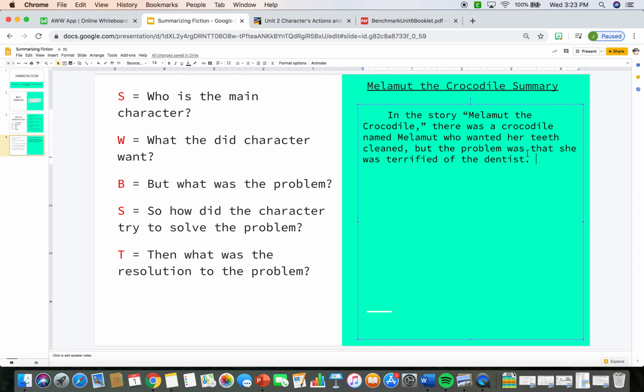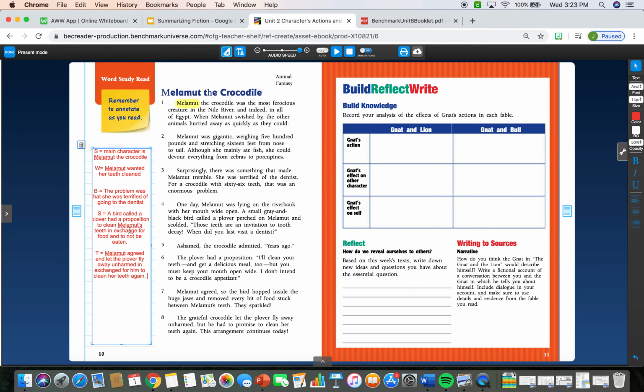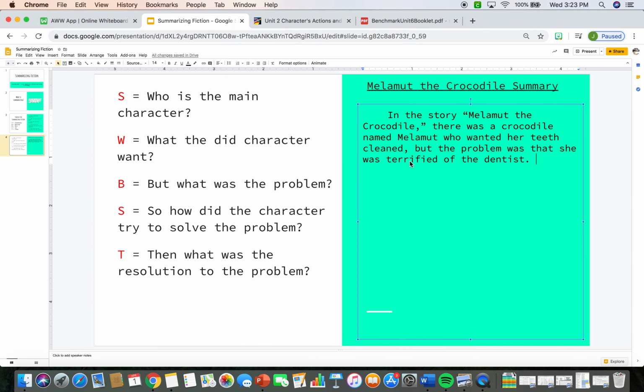That is fine. Remember, summary: short, quick, and sweet. So I have SWB. So how did the character try to solve this problem? So there was a bird called a plover. So I'm going to write a bird called a plover had a proposition to clean Malamut's teeth in exchange for food and to not be eaten. So that was the solution for Malamut.